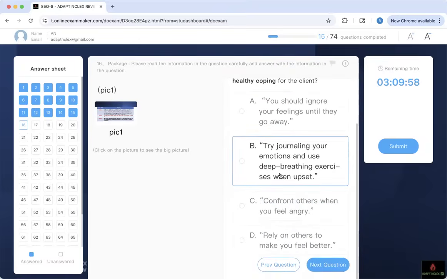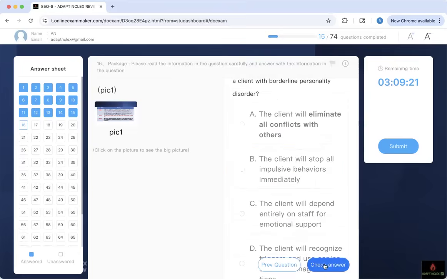You should ignore your feelings until they go away. Is that good? Try journaling your emotions and use deep breathing exercises when upset. That's how you can deal with your anger. Confront others when you feel angry. That's not what we want to do. You can see the test-taking strategy: B and C are saying different things against each other, so one of them is the right answer. Rely on others to make you feel better. Well, that's why she said, if you go, I will never forgive you. No, you should not. Therefore, journaling is the best answer.